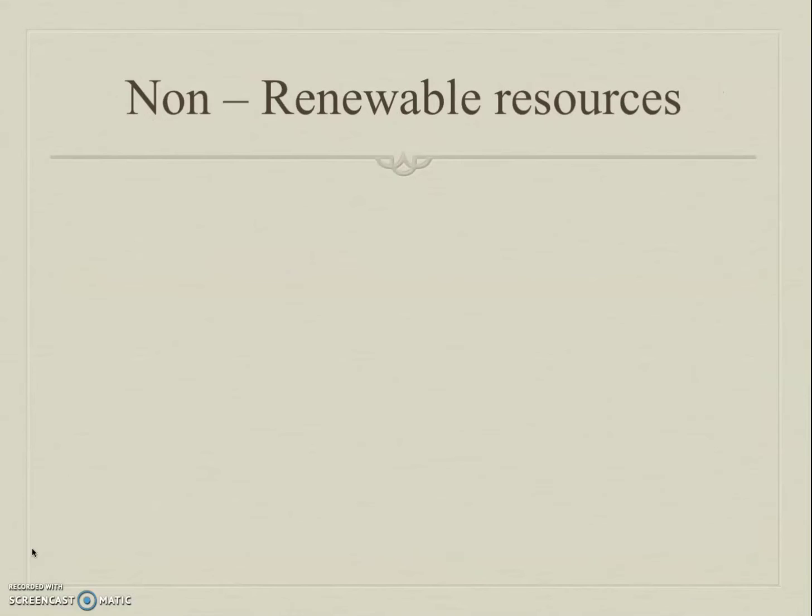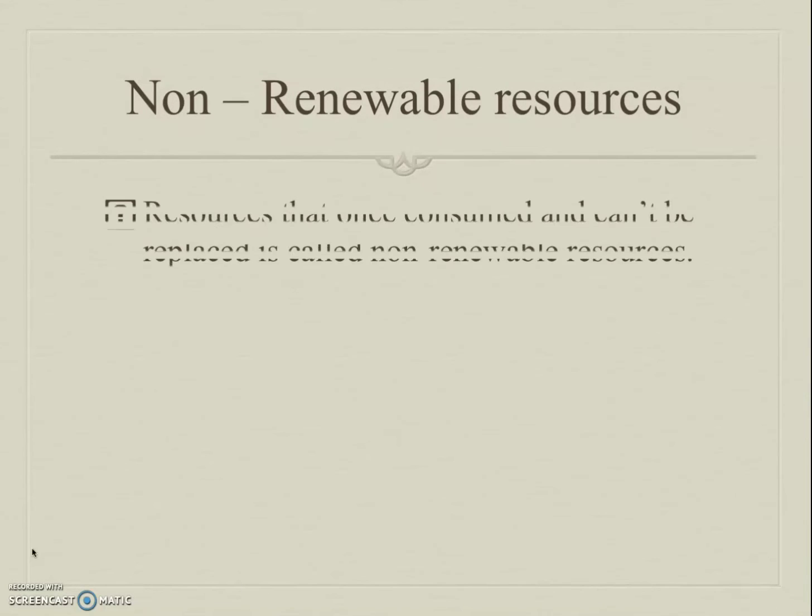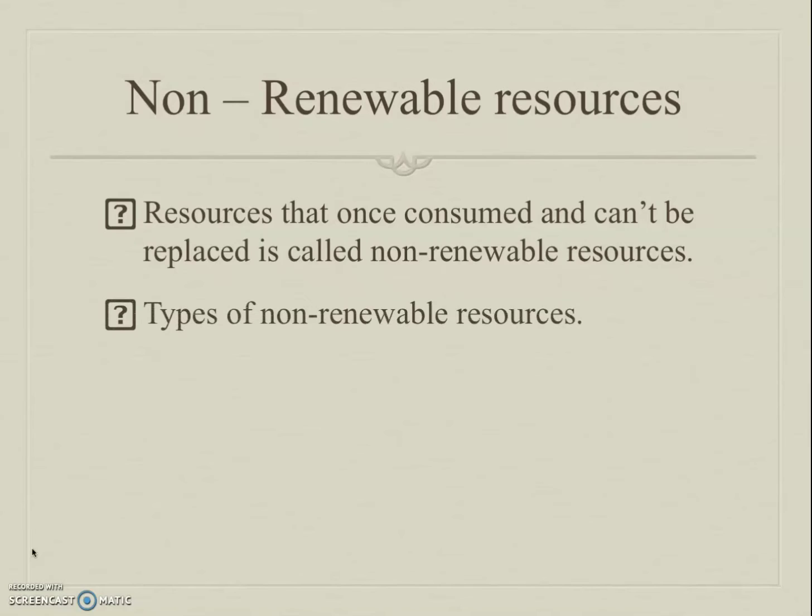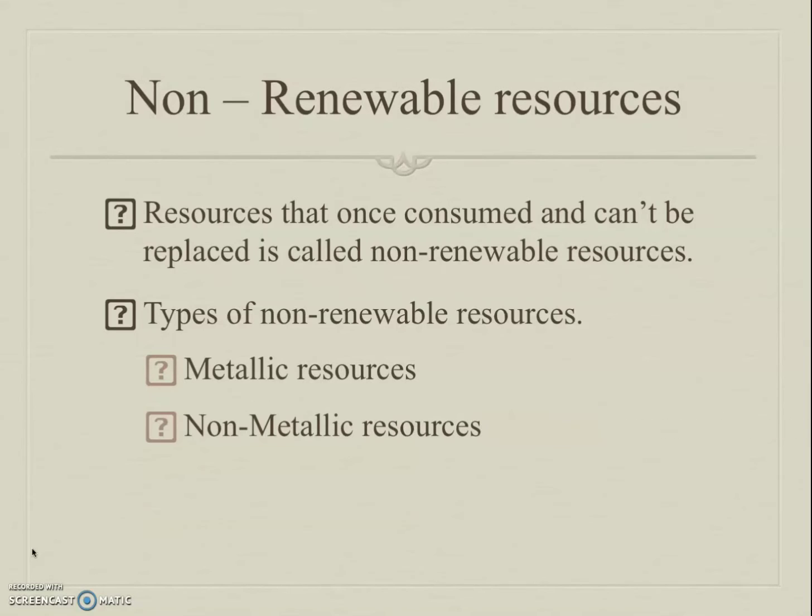Okay, so now we are going to see non-renewable resources. Resources that, once consumed, cannot be replaced are called non-renewable resources. Okay, that means the resources which are limited can be called non-renewable resources. They become exhausted after use, and the time taken to replace them does not match the life cycle. That is, it may take 4 to 5 generations to replace. Okay, and also we are going to see the types of non-renewable resources. In this, the first is metallic resources, then non-metallic resources, and fossil fuel resources. So one by one we are going to see.